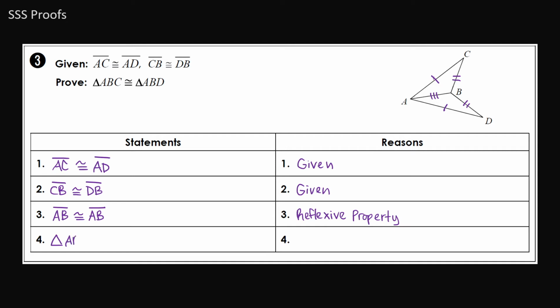Triangle ABC is congruent to triangle ABD. And the reason, side, side, side. And that's it. For additional practice with side, side, side proofs, try out problems 1 and 2.